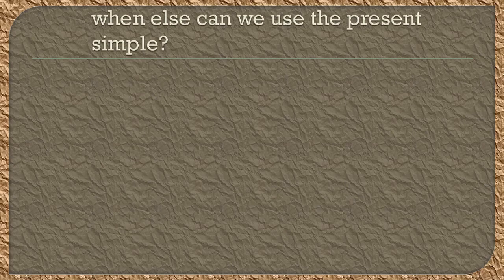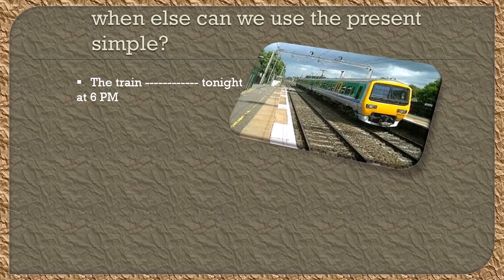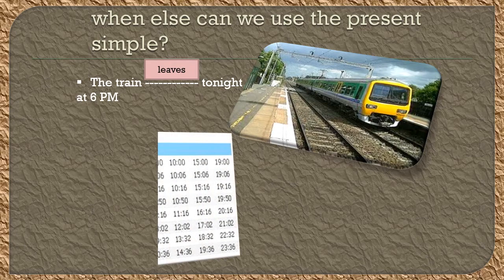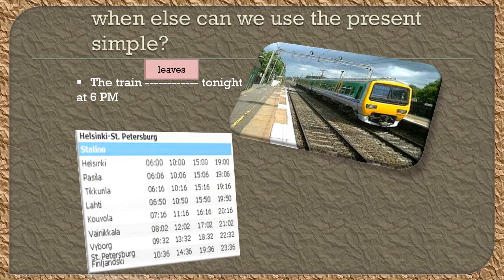When else can we use the present simple? The train leaves tonight at 6 p.m. Can we use the present simple tense to express the future? Yes, we can use the present simple tense to express the future with a schedule. The train here follows a schedule. It leaves at a certain time, comes at a certain time. That's why we can use the present simple tense to express the future.